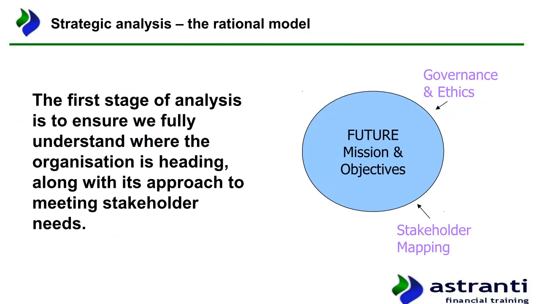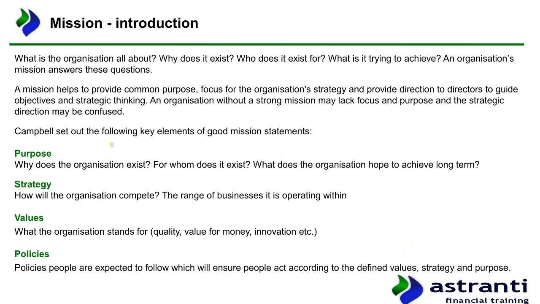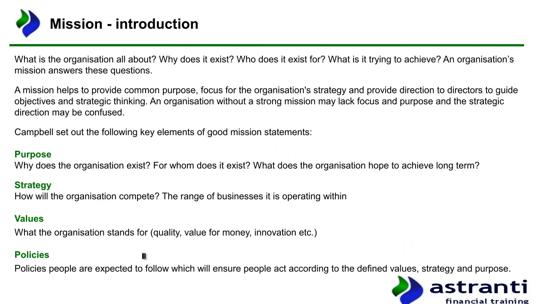So, very little point in setting out on a journey if you don't know where you want to get to. So the first stage of analysis is to make sure that we fully understand where the organisation is heading or where it wants to head. We also need to look at its approach to meeting the needs of its various stakeholders. A good place to start is what BES is all about. Why does it exist? Who does it exist for? And what's it trying to achieve? And we can find this within the company's own strategic objectives, its mission statement and value statements.